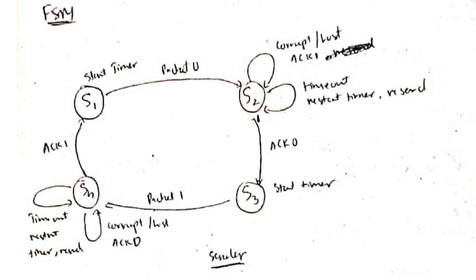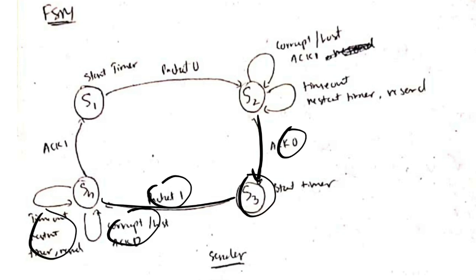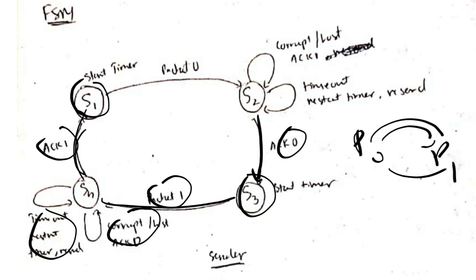Then I'll wait again for the acknowledgement. If I receive the correct acknowledgement, I'll move to the next state, and I'll do the same for packet 1. The same things happen for packet 1 also. Then if I get the correct acknowledgement, which is ACK1 in this case, I'll move to the starting state again. So this repeats for however many packets there are: P0, P1, again P0 and P1.